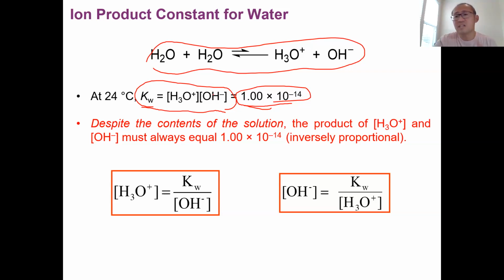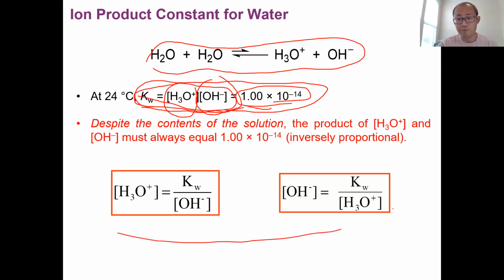So as long as you have a solution where water is the solvent, you always have this equation: the concentration of the proton or hydronium ion times the concentration of the hydroxide ion equals 1 times 10 to the negative 14th. That tells us that as long as you know the concentration of one of them, you can use the constant to calculate the other, because those two are inversely proportional. Such as these two derived equations.